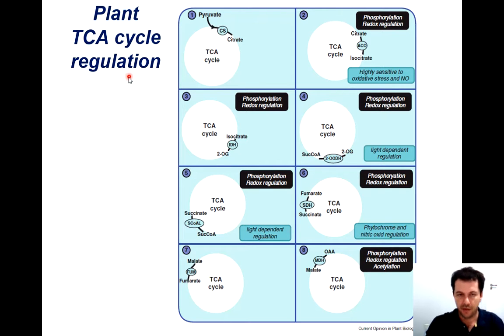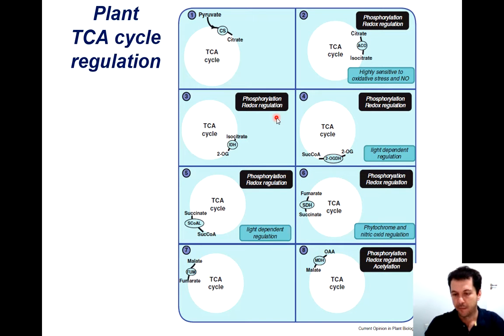For example, here you have the plant TCA cycle, and how each enzyme is regulated. And actually this paper is from 2013, so it's not really updated. But for example, let's talk about aconitase. It can be regulated by phosphorylation. Redox regulation is highly sensitive to oxidative stress and also nitric oxide. For example, isocitrate dehydrogenase can also be regulated by phosphorylation and redox regulation.